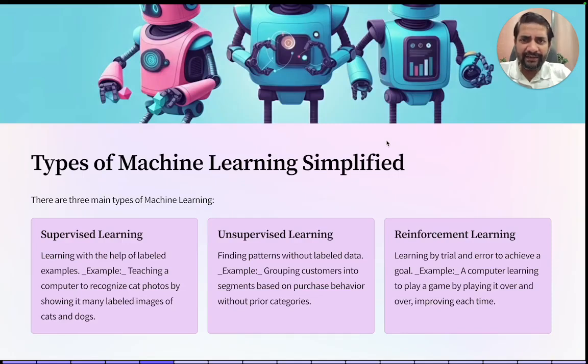Unsupervised learning, finding patterns without labeled data. Example, grouping customers into segments based on purchase behavior without prior categories. Then reinforcement learning. That's learning by trial and error to achieve a goal. Example, a computer learning to play a game by playing it over and over, improving each time. Like you improve over and over each time.